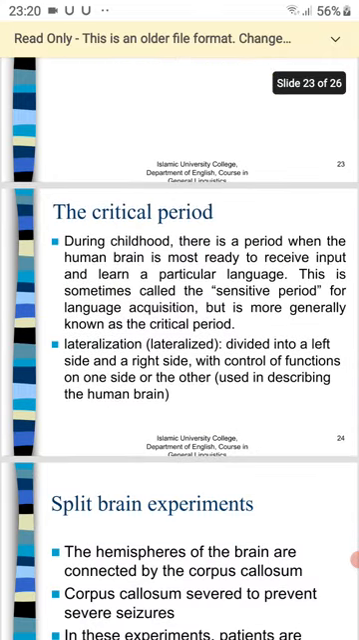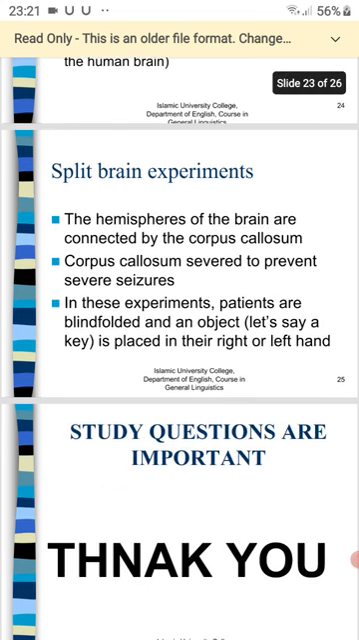The critical period. During childhood, there are periods when the human brain is most ready to receive input for a particular language. Sometimes called the sensitive period. Language acquisition. More generally now, the critical period. Lateralization is divided, with control functions. As in the split brain experiment, the hemispheres of the brain are connected by the corpus callosum, which prevents the transfer of information. We say that word collapses. What do you mean about the word collapse? What is your understanding?